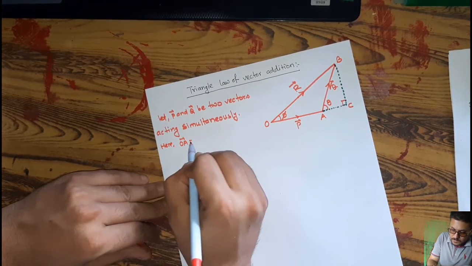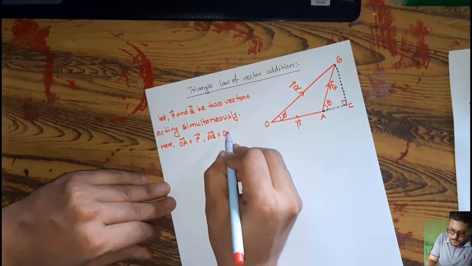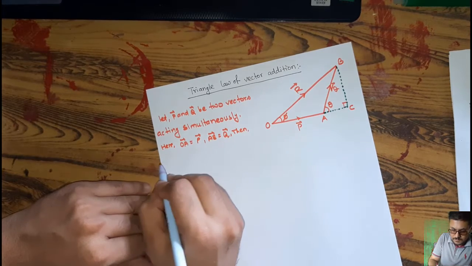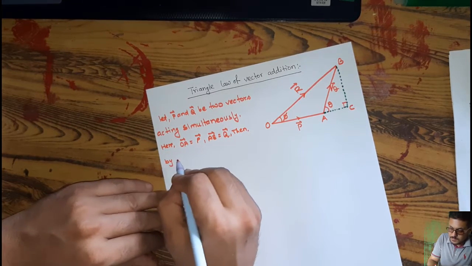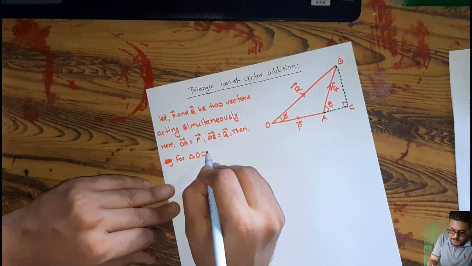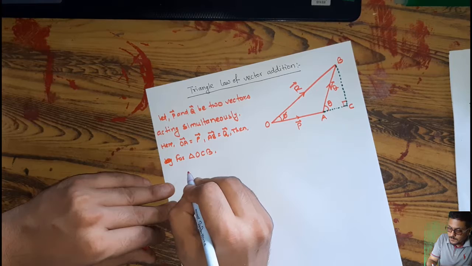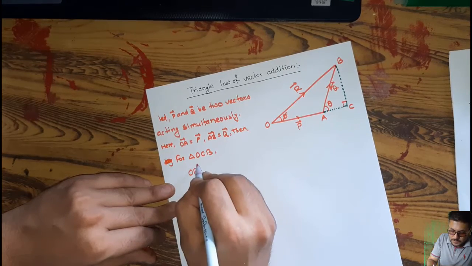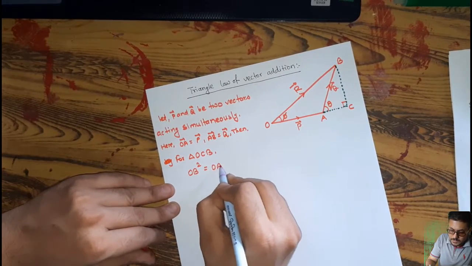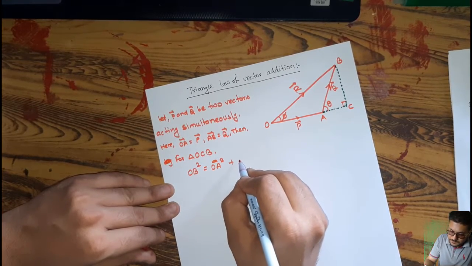For this, OA is equal to P vector, AB is equal to Q vector. Then for triangle OCB, this whole triangle OCB, we have the Pythagoras theorem: OB square is equal to OC square plus BC square.